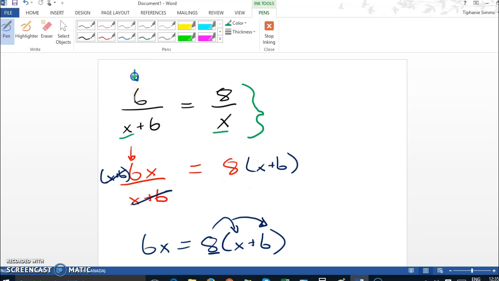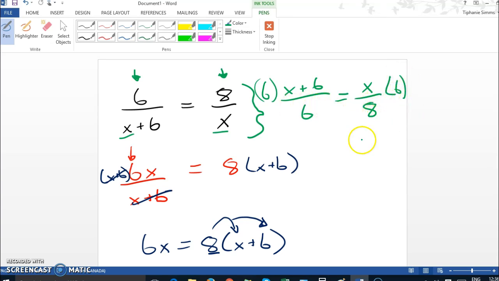So if I flip the left side, I have to flip the right side. So I could rewrite this whole thing like this. x plus 6 over 6 equals x over 8. You can do that. You can flip both sides, and then you could just simply do the same thing, multiply both sides by 6, and then multiply both sides by 8. Your answer will come out to be the same.